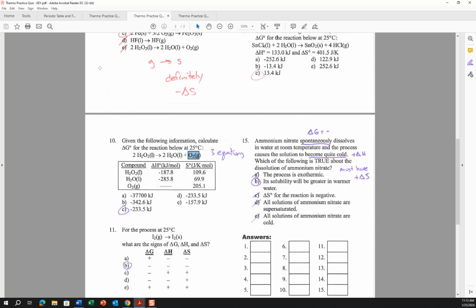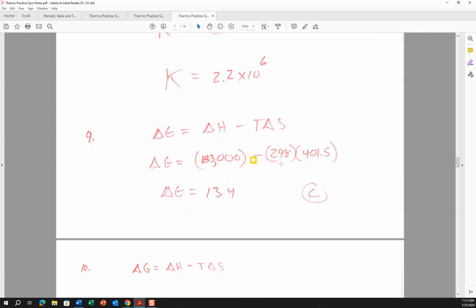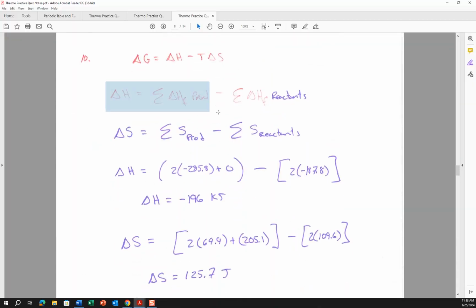We're going to use this equation to figure out the delta S of the reaction. We're going to use this equation to figure out the delta H of the reaction. And then once we have the delta S and the delta H, we're going to plug those in along with the Kelvin temperature into this equation and solve for delta G. All right. So it's just using all of our equations on the formula sheet. So we got to calculate the delta H first, the delta S first, and then the delta G.